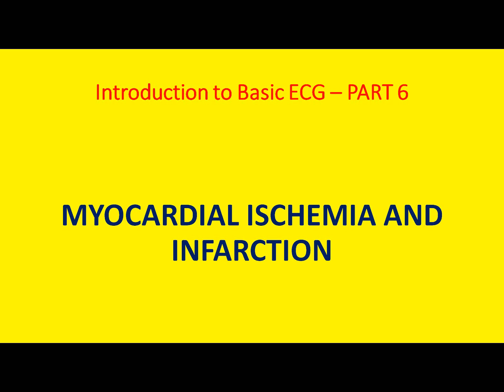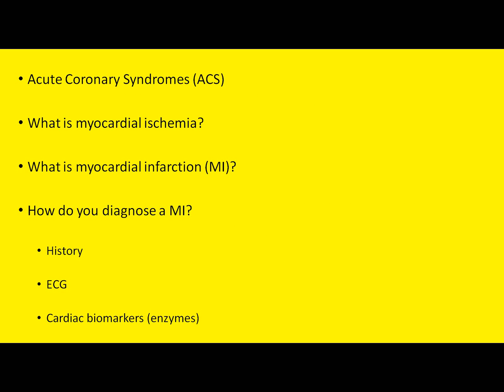Myocardial ischemia and infarction. So, acute coronary syndrome, have you heard the word acute coronary syndrome? Meaning, you see anything from ischemia, angina to a heart attack. So, what is myocardial ischemia? Poor blood supply. Not enough blood supply. Yes, that's true. Poor blood supply, but blood supply is not completely blocked.